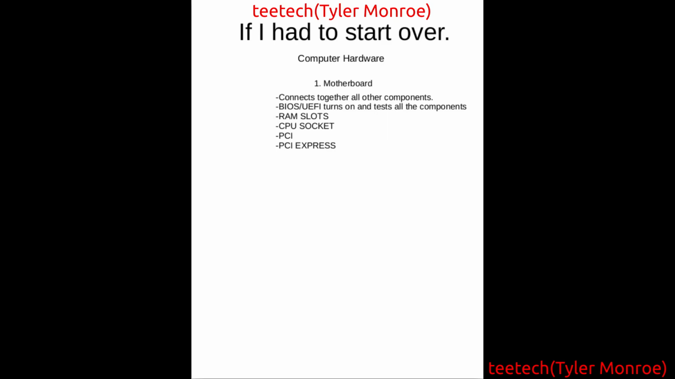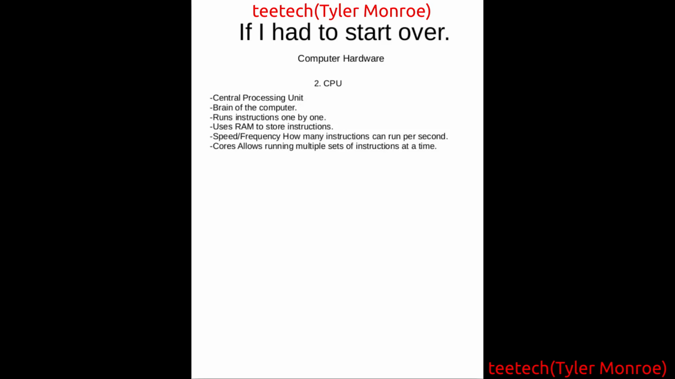Now, the BIOS and the UEFI turn on and test all the components in the computer, everything connected to the motherboard. Okay, and that's called the POST, or power-on self-test. In addition, on the motherboard, you have RAM slots and a CPU socket. You also have expansion slots called PCI, Peripheral Component Interconnect, and PCI Express, which is a newer version of PCI.